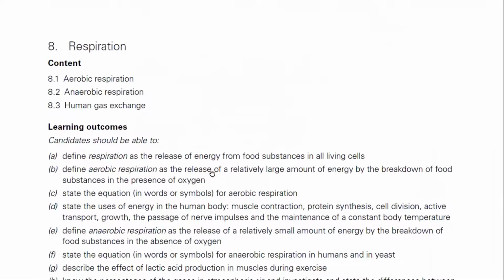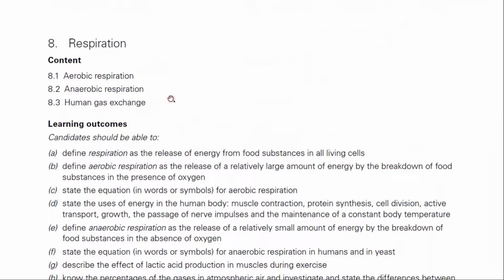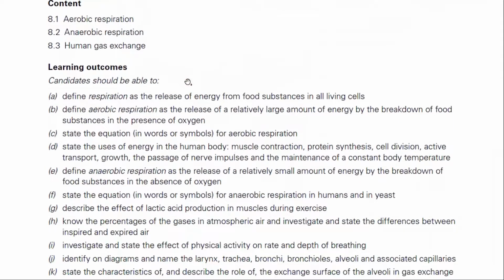Chapter number 8 is respiration, in which we have three main specific points, which are aerobic and anaerobic respiration, and also human gas exchange. We will be discussing muscle contraction, the use of oxygen in the body, protein synthesis, cell division, active transport, and also what the difference is between aerobic and anaerobic, how the function differs, how the need is different, when they are needed, why they are needed, and what will happen if they do not occur.